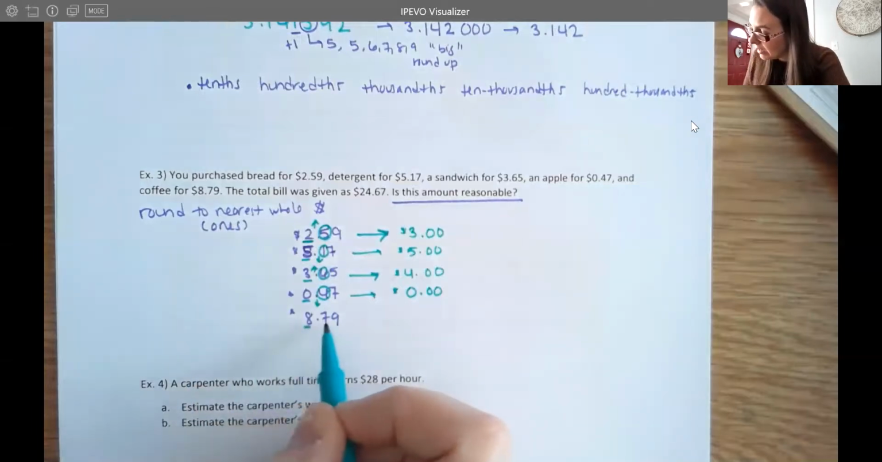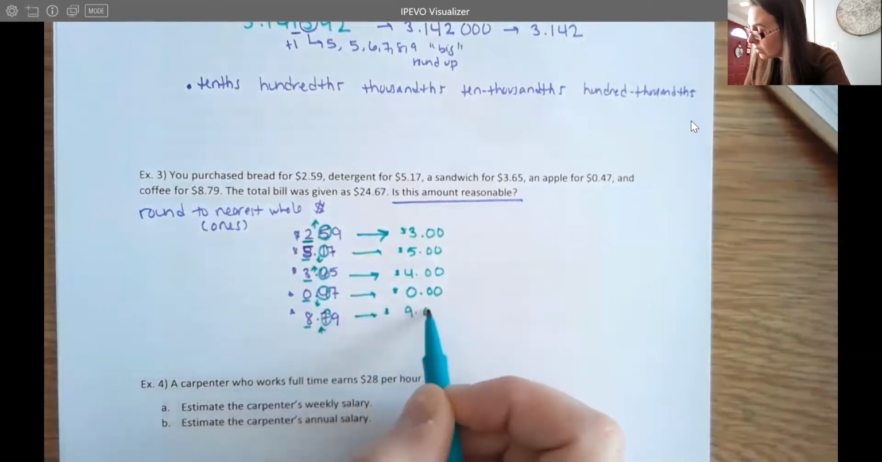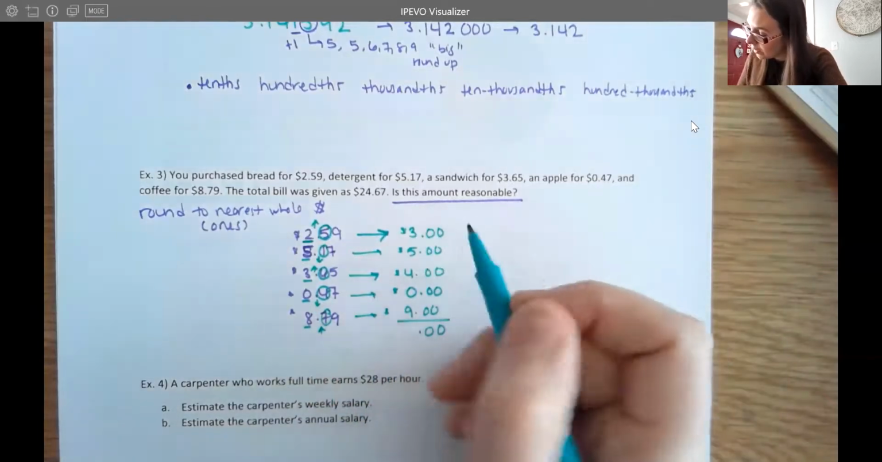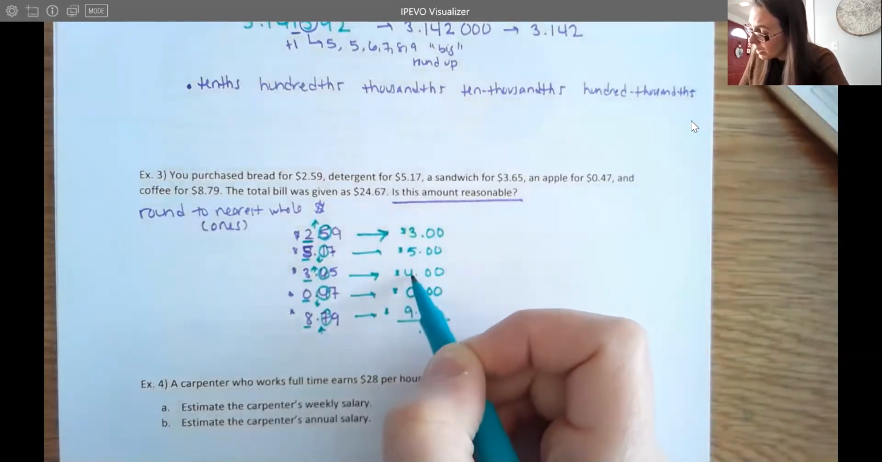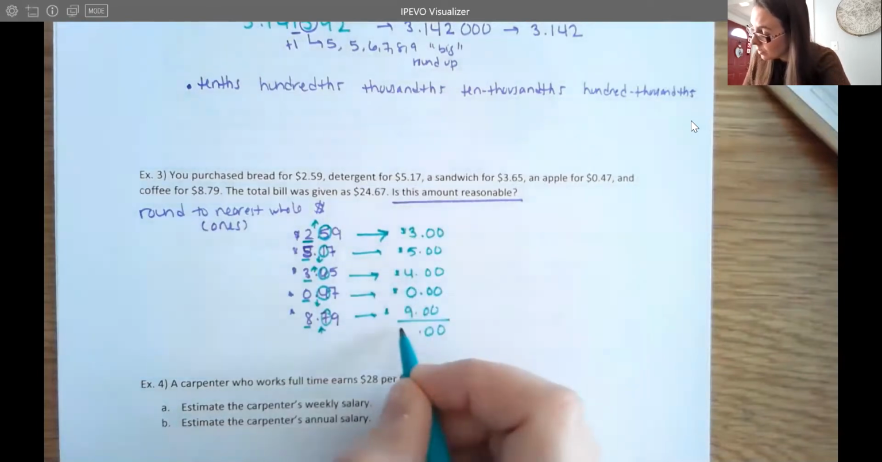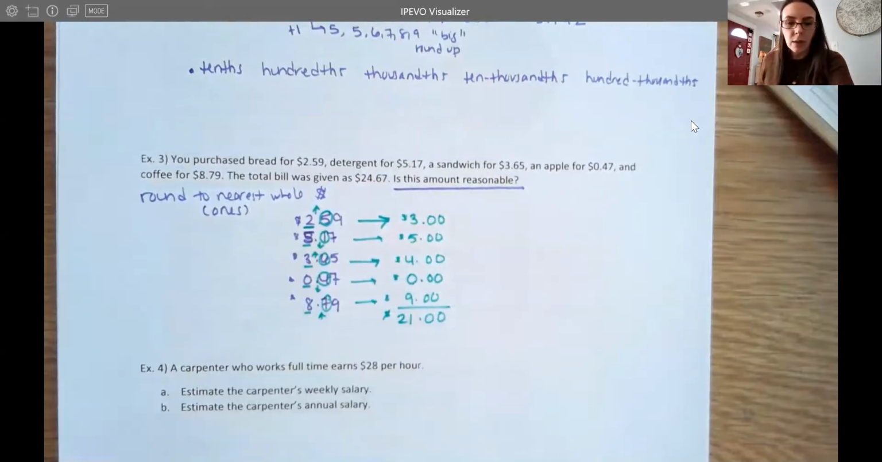And then for $8.79, that 7 is big, so this is going to round up to about $9. So let's see what we get here. We have 9 plus 0 is 9, plus 4 gives me 13, plus 5 gives me 18, plus 3 gives me 21. So our estimate is about $21.